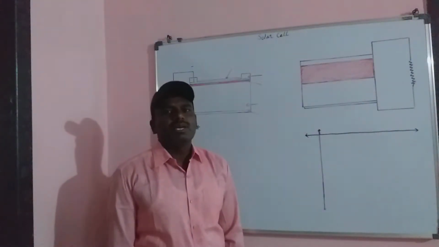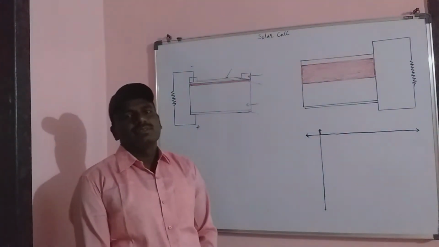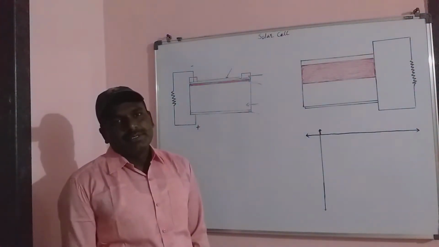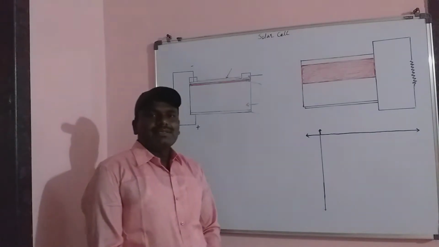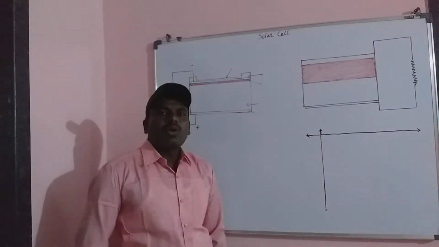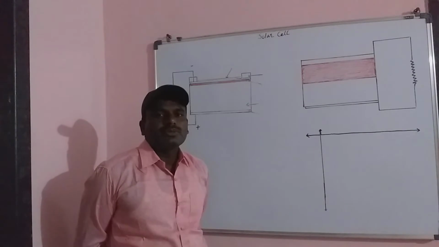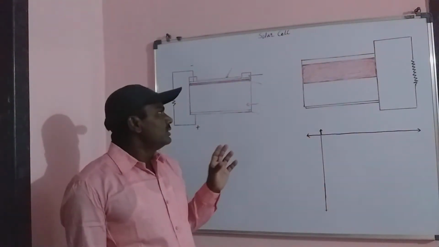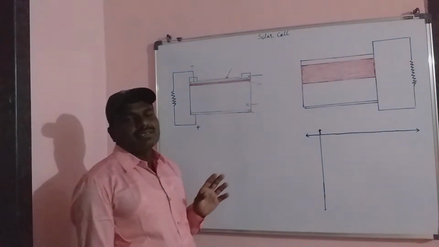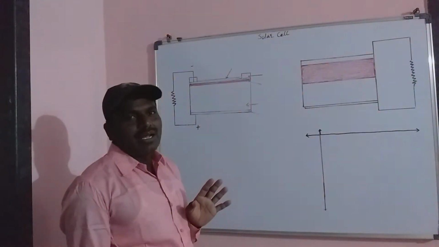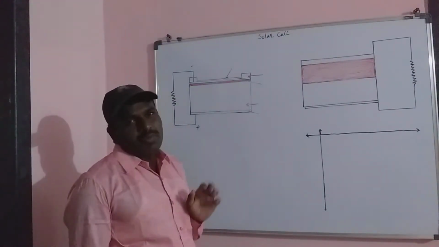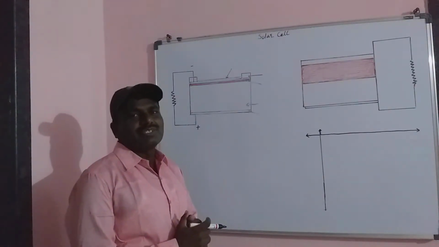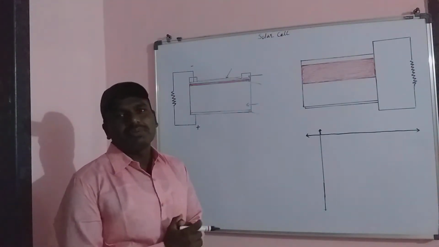Hello friends, today we will learn about the next semiconductor device, the solar cell. We know that the amount of light available on earth is large. This light energy is mostly used because it is pollution free and available free of cost. There are two main devices which convert this light energy into usable form.